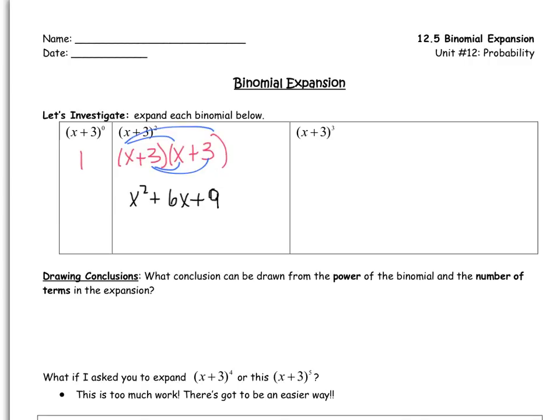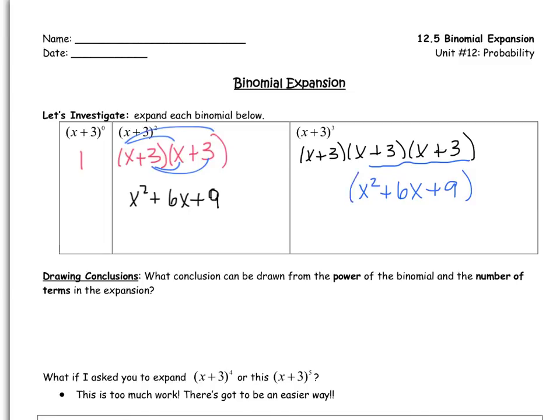Okay, how about the next one, x plus 3 to the third power? Well, that simply means take x plus 3 and multiply it 3 times. So x plus 3 times x plus 3 times x plus 3. And we already know what x plus 3 squared is, or x plus 3 times x plus 3, which is this. So we can take two of them and just replace it with x squared plus 6x plus 9. And I need to multiply it by another x plus 3.